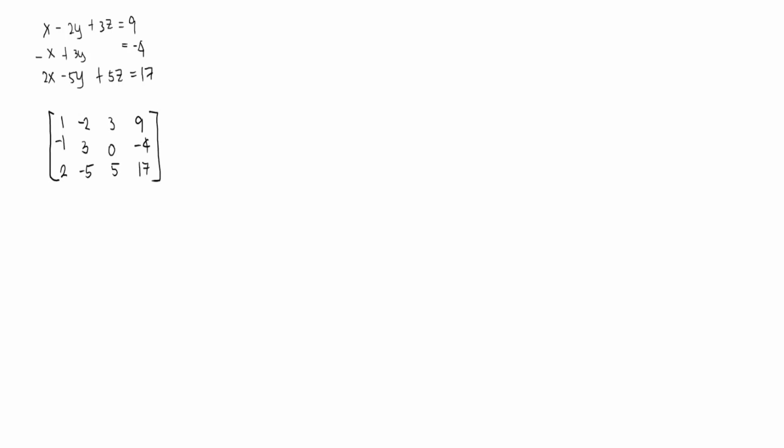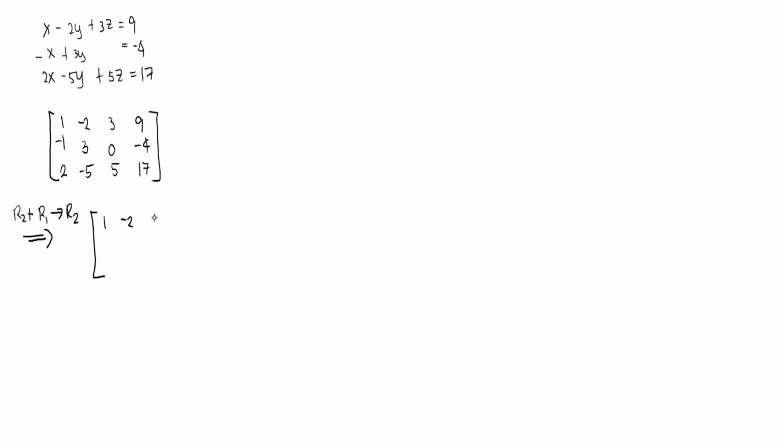Next, we add the first row to the second row to produce new row 2. So again, we want to produce new row 2, so we will just copy row 1 and row 3. So we use this notation. We have R2 plus R1 to produce new R2. So we will just add these two rows to produce new R2.